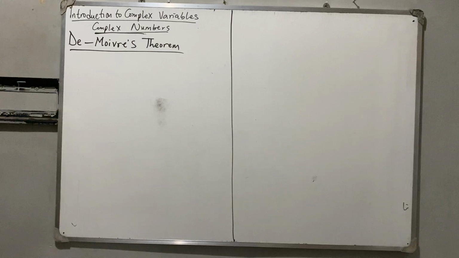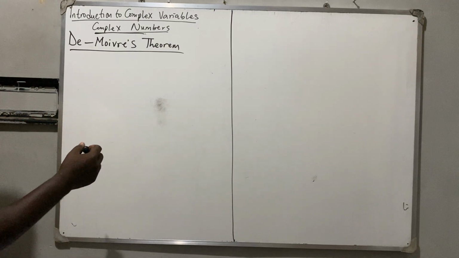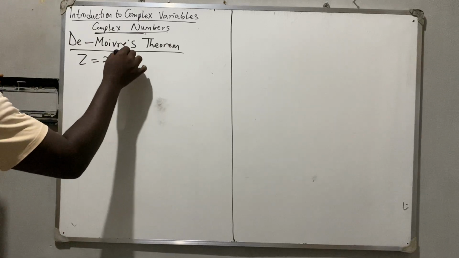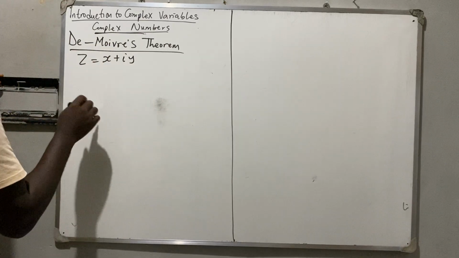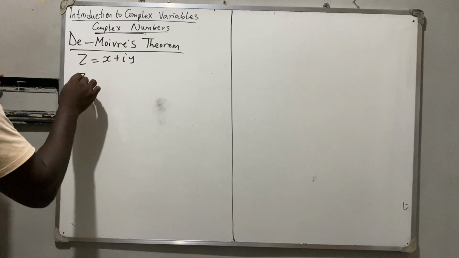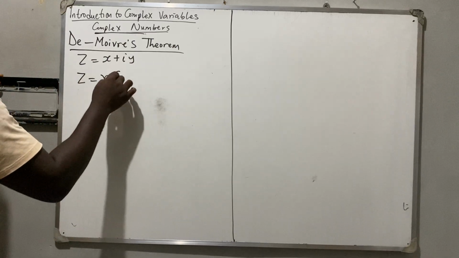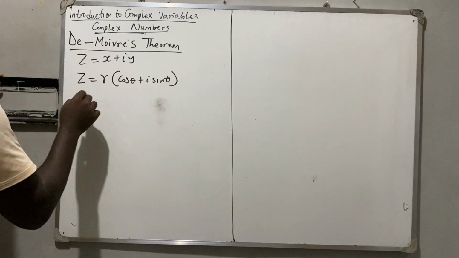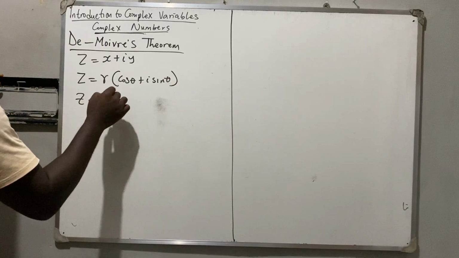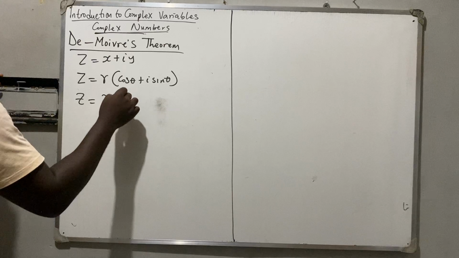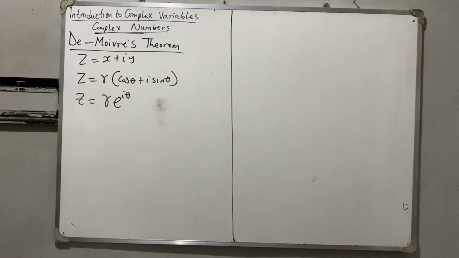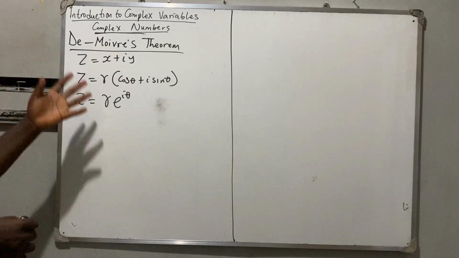The three major forms are the rectangular or Cartesian form, which is z is equal to x plus yi. Another important form is the polar form, which is z is equal to r in bracket of cos theta plus i sine theta. The exponential form is z is equal to r e to the power i theta. That's the meaning of this one. So these are basically the three forms of a complex number. We have done that in the previous video, so you can watch that to understand how all these things work.